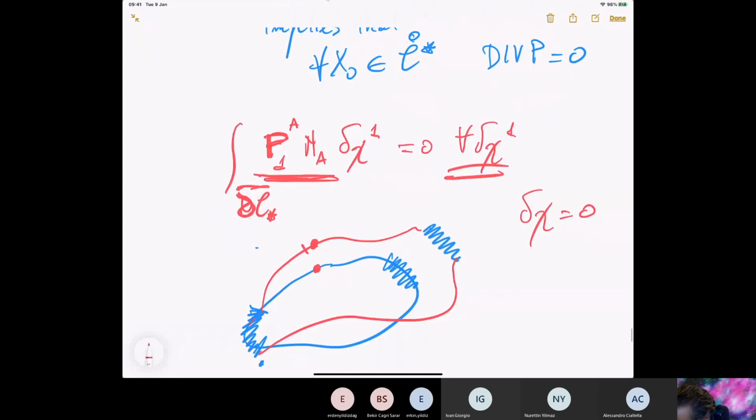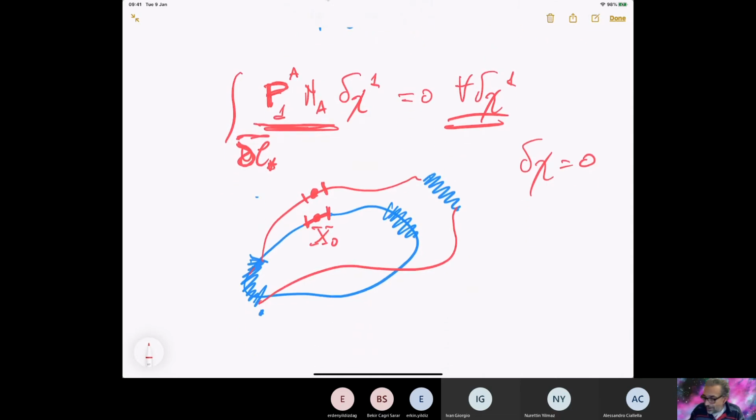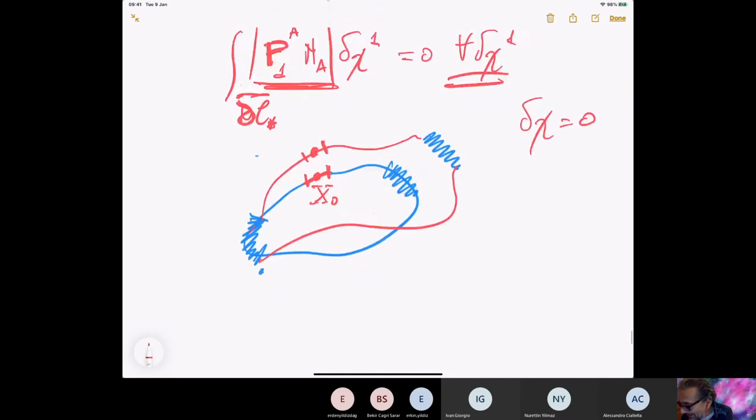So what can I do? I can consider a neighborhood on the surface, on the boundary. So I can consider a small region around x0 on the boundary. And I can consider, instead of 3 deltas, only 2 deltas, for selecting the value of this factor of the integral. So at the end, I find P_iA N_A equal to zero in the part of the boundary where I have not prescribed the displacement.